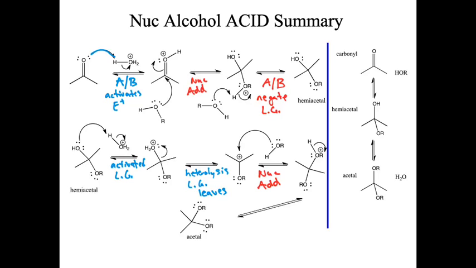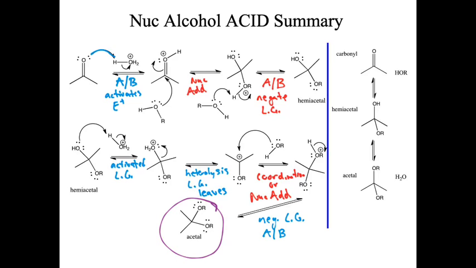That nucleophilic addition, which is a little bit weird because it's actually shown here as a coordination, or nucleophilic addition, depending on how you've drawn out your reaction, is then followed by another acid-base step to remove that last hydrogen so that we no longer have a good leaving group. So this negates our leaving group through an acid-base. And what do we end with? The acetal.